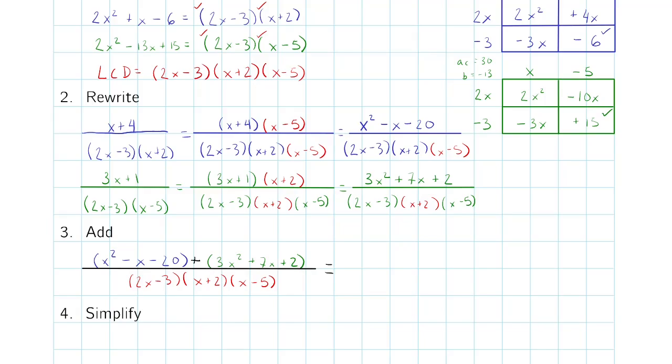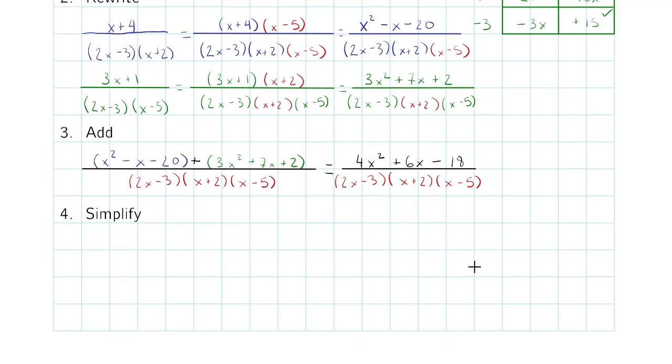X squared plus 3x squared, that's going to be 4x squared. Negative x plus 7x, that's going to be plus 6x. Negative 20 plus positive 2, that's going to be negative 18. And again, that's still all over the common denominator. We are now done doing addition. If we don't need to simplify, we can stop here. In this case, we do need to simplify our final answer.